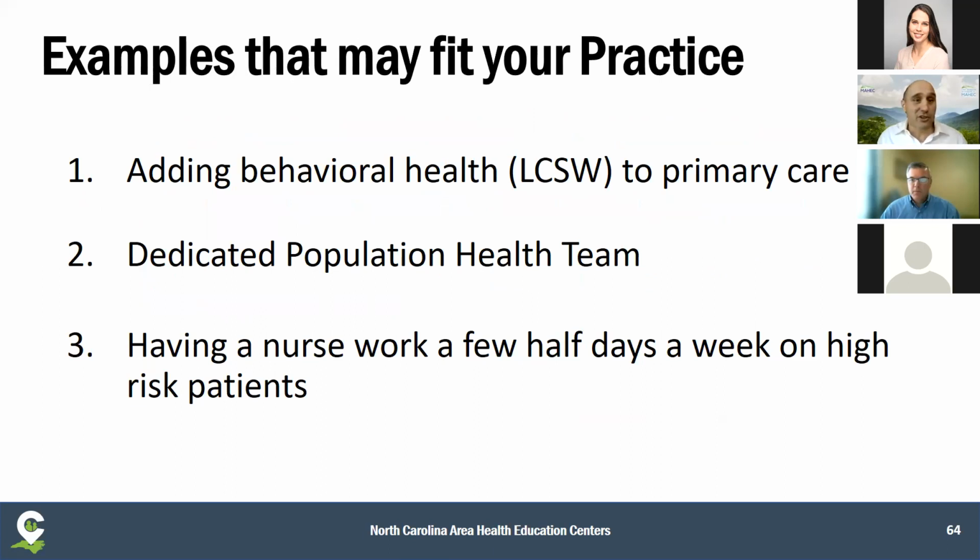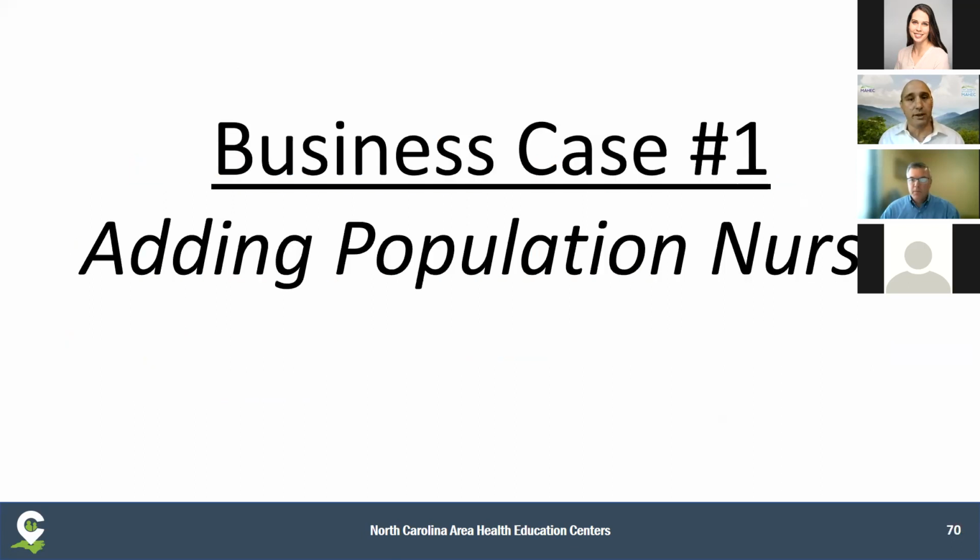So examples that might fit your practice, we're going to go over a couple of them. These are just examples. Adding behavioral health to primary care is a pretty linear one, and the numbers speak for themselves. Another thing is just having a dedicated population health team, right? Someone that's dedicated to keeping up with your high-risk patients. And then something in between, right? Maybe it's having a nurse work a few half days a week on high-risk patients. And we're going to try and come up with ways to generate revenue to sustain these examples. I'm just going to go over a few of them.